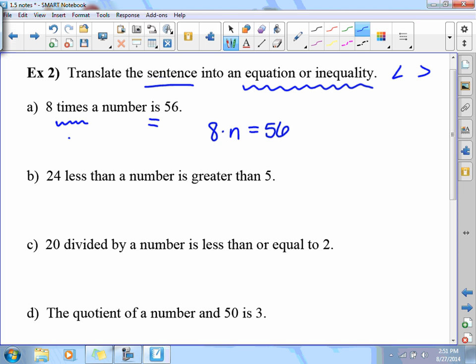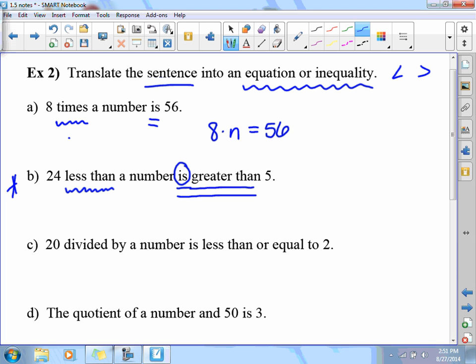For part B, I have 24 less than. Uh-oh, that one, order is going to matter. 24 less than a number is greater than. Okay, is greater than. Whenever you see a greater than or less than attached to this little is out in front, that implies that you want the symbol, the inequality symbol, not a plus or a minus.